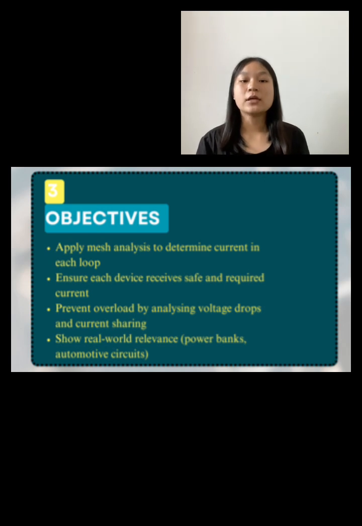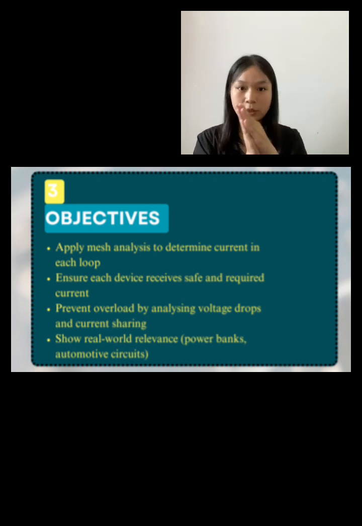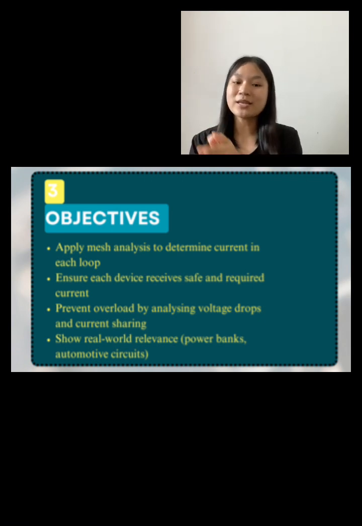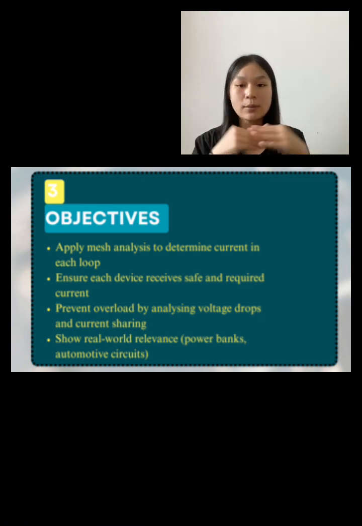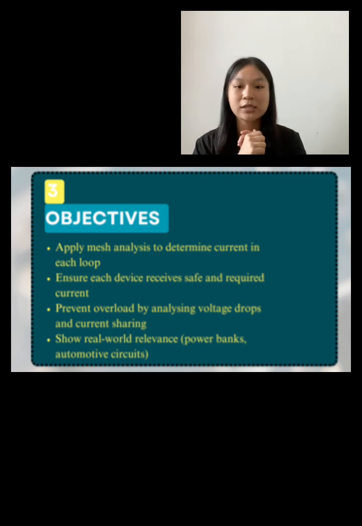So next, I will tell the objectives of this project. First, to apply mesh analysis in determining the current flowing through each loop and each device in the circuit. Second, to verify that the current supplied to each device meets its required value without exceeding safe operating limits. Third, to prevent overload conditions by analyzing voltage drops and current sharing within the circuit. And the last one is to demonstrate the practical relevance of mesh analysis in real-world applications such as portable power systems and automotive electrical circuits.